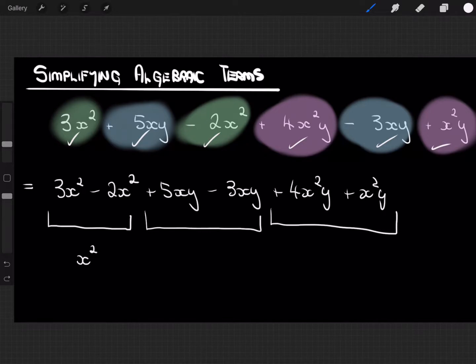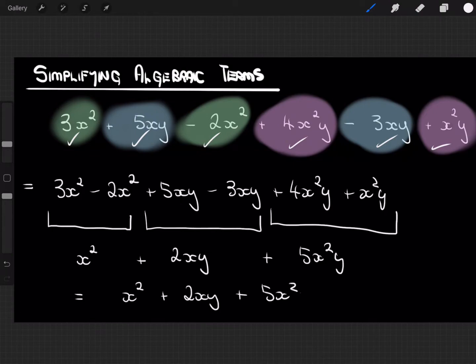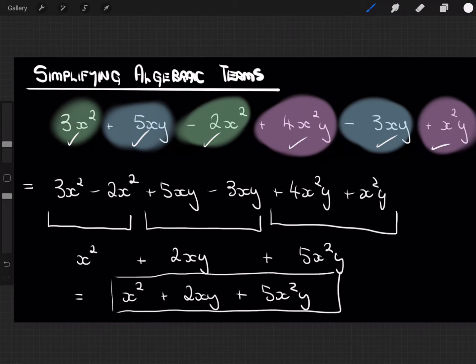We've got positive 5xy take away 3xy. So 5 take away 3 is 2. So it's going to be plus 2xy. And our final set, on the right-hand side, we've got positive 4x squared y plus 1x squared y. So 4 plus 1 is 5. So that will equal 5x squared y. And so our final simplification will be x squared plus 2xy plus 5x squared y. Notice that we cannot add those together because they are not like terms. So that's as far as we can go in simplifying. Okay, thank you.